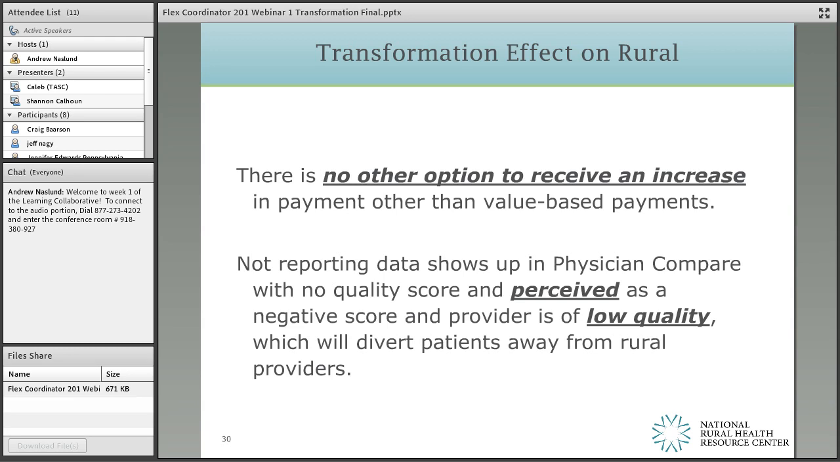So, the takeaway for this is: what is the option? What is the opportunity to receive an increase in payments if we don't engage? Or if we want to make a case, how do we make that case of what we do want to do? And if we are not reporting, regardless of any payer that we're dealing with today, everyone is looking at the value of the provider based on what they're billing. And so if we are not participating, we are perceived as low quality and we will be bypassed.